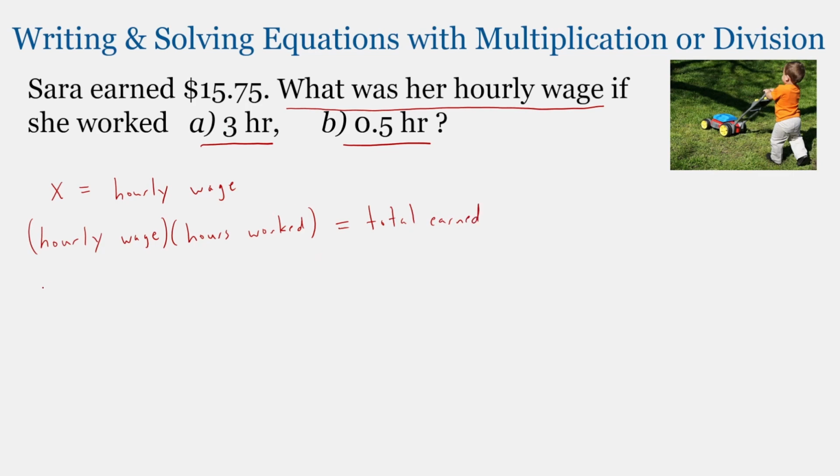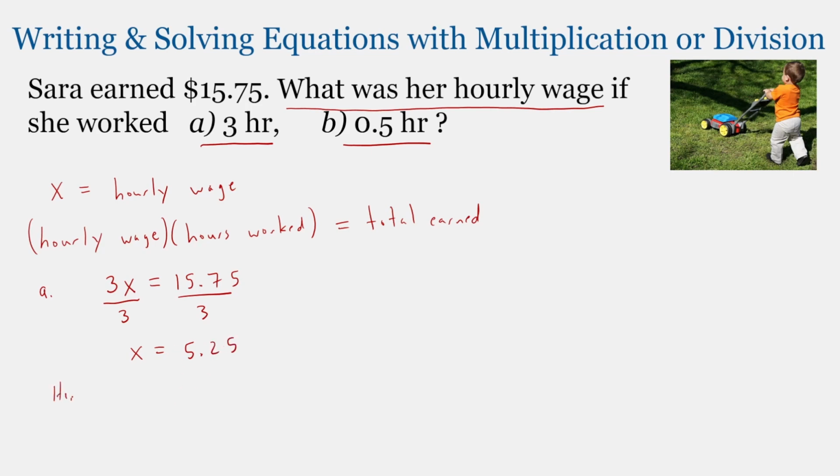So for part A, she worked 3 hours. So her hours worked were 3 hours. Her hourly wage, we don't know, so that's x. And she earned $15.75. So here is an equation we can use to solve this problem. Solving this equation, we divide both sides by 3, and we get x equal to $5.25.